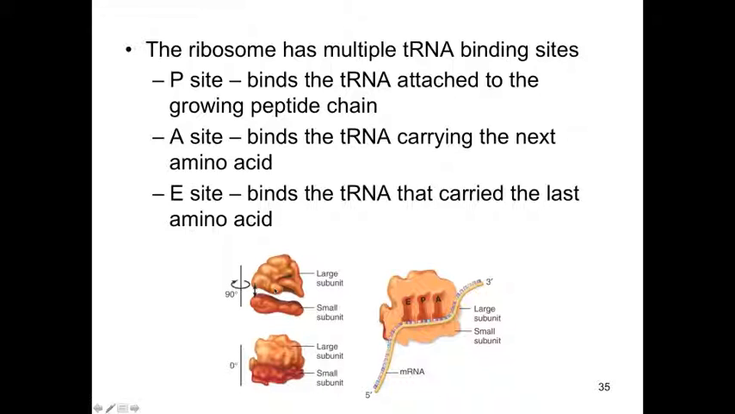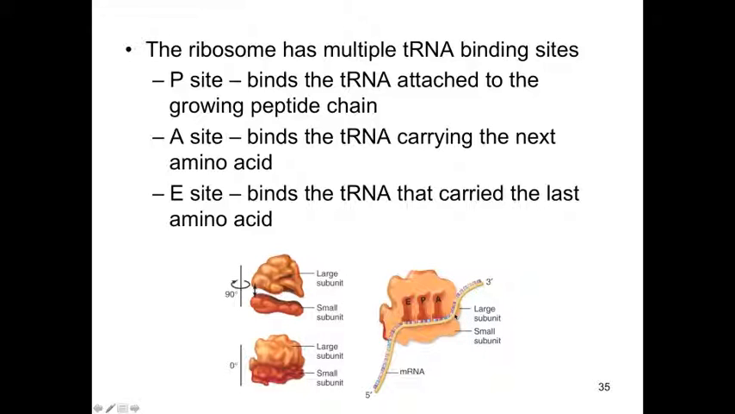I like to think of it as much like a hamburger. It's going to clamp down on the messenger RNA in order to translate it from RNA language into polypeptide language of amino acids. The P site binds the tRNA that's attached to the growing polypeptide chain. The A site binds the tRNA that's carrying the next amino acid. It's sort of like the waiting room.